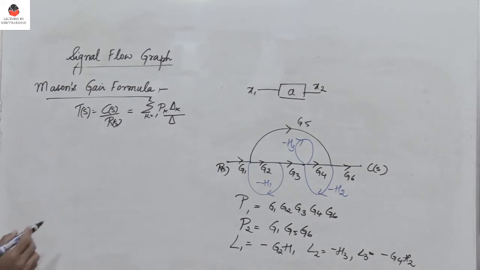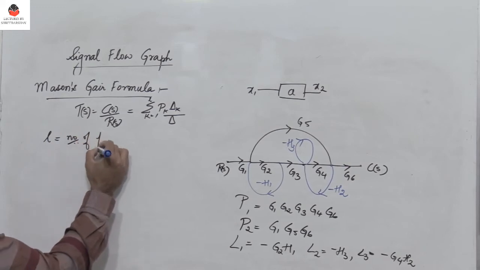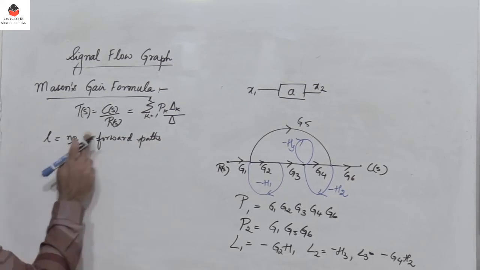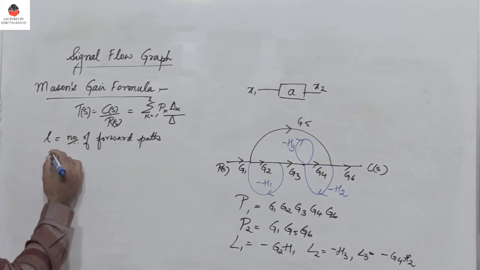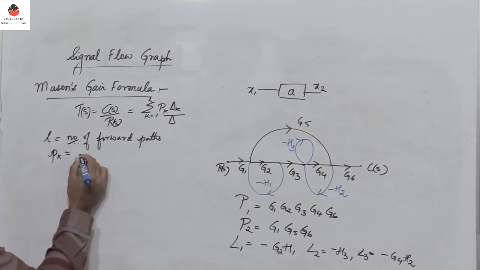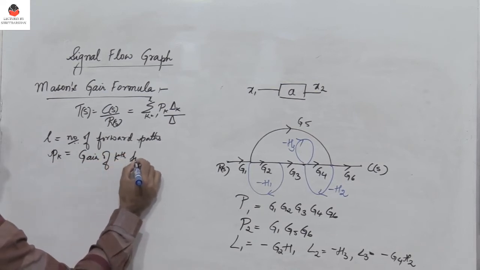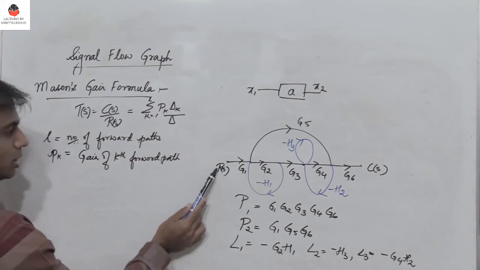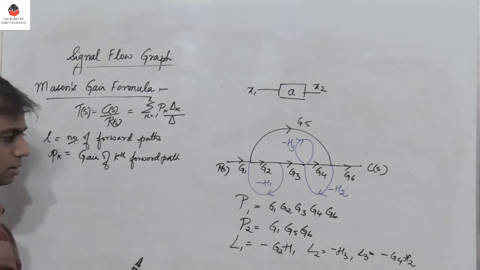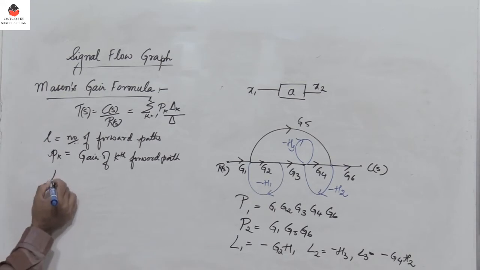So let us define what they are. What is L? L is the number of forward paths. Here in this case there are 2 forward paths, so L becomes 2. Next you have Pk. Pk is the gain of the kth forward path. For example, P1 is the first forward path, so P1 is the gain of path 1 and P2 is the gain of path 2, the forward path 2. And what is delta?